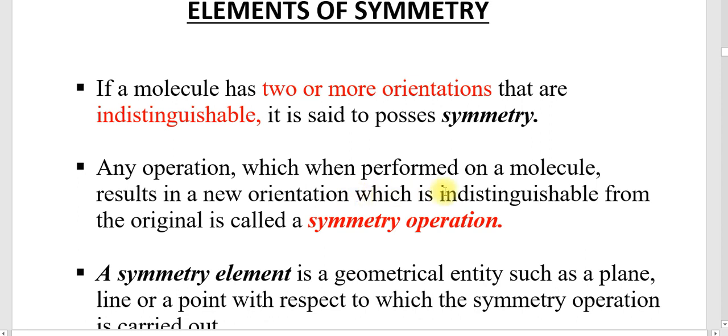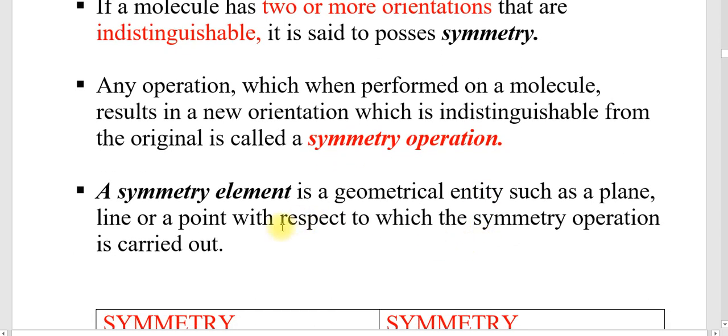That is, it is indistinguishable from the original. Then the operation or the condition applied to the first orientation, which helps to obtain the second orientation which is exactly like that of the first one, is called the symmetry operation. Okay. I will explain in detail what a symmetry operation is again.